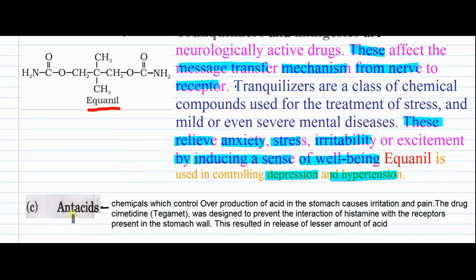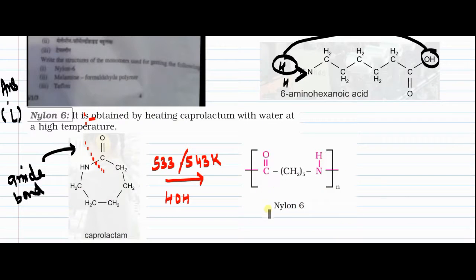Antacid: chemicals which control overproduction of acid in the stomach, which causes irritation and pain. This type of chemicals are known as antacids. Nylon 6 is obtained by heating caprolactam with water at a high temperature.